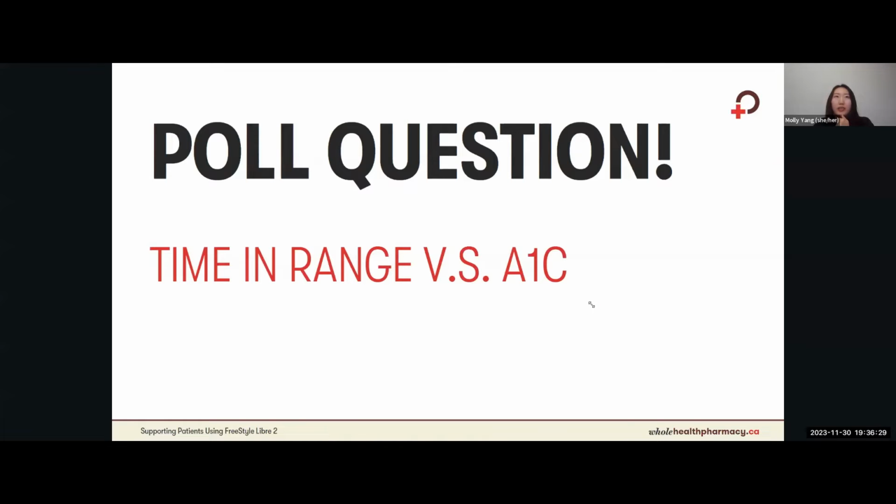The first question is, what is target time in range? We'll go into time in range in the next couple of slides, but if you were to say, what is the target time in range for the average type 1 diabetes and type 2 diabetes adult patient, what would that value be? And the second question, which of the following are true regarding time in range and A1C?